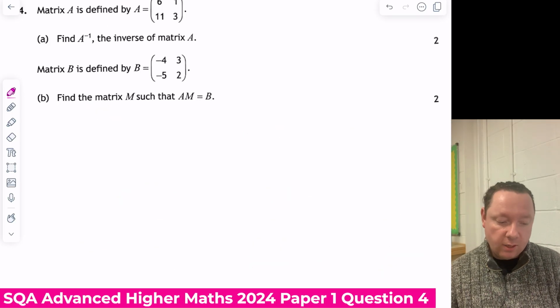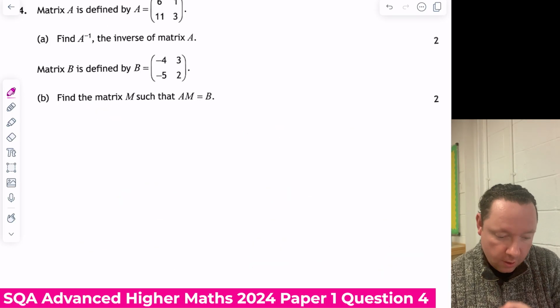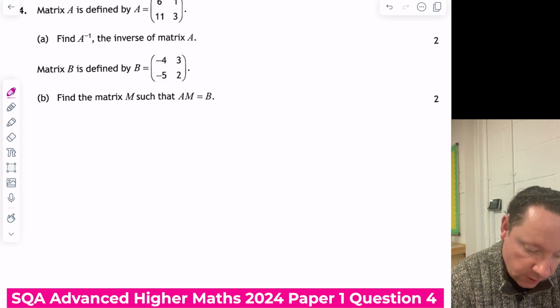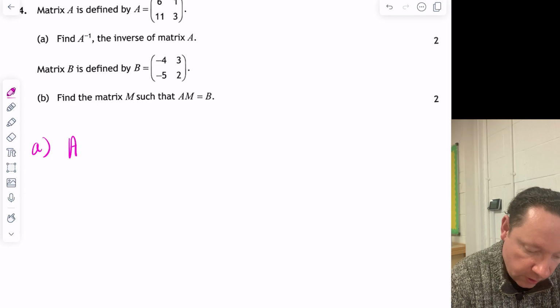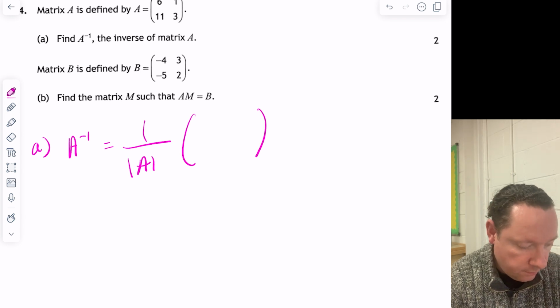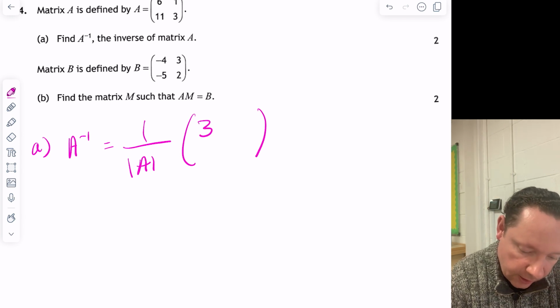SQA Advanced Higher Maths 2024, paper 1, question 4. Matrix A is 6, 1, 11, 3. Find the inverse matrix. Okay, the inverse matrix is equal to 1 over the determinant of A times the matrix where the 6 and 3 change position, giving 3, 6, and the other two stay where they are, but I change the sign.